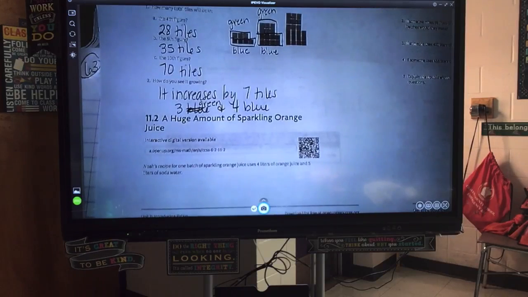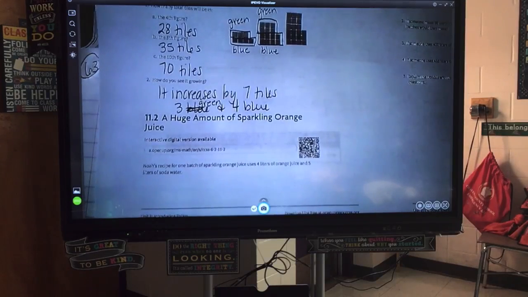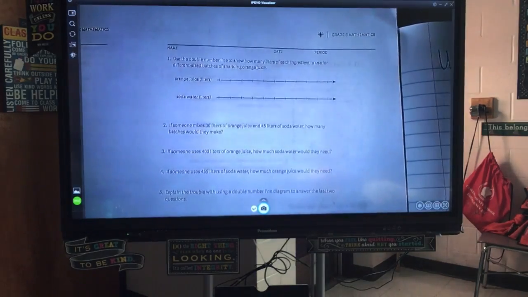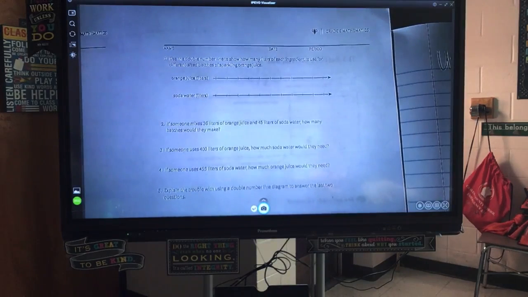It says a huge amount of sparkling orange juice. So Noah's recipe for 1 batch of sparkling orange juice uses 4 liters of orange juice and 5 liters of soda water. So sliding over here, it says use the double number line to show how many liters of each ingredient to use for different size batches of sparkling orange juice.